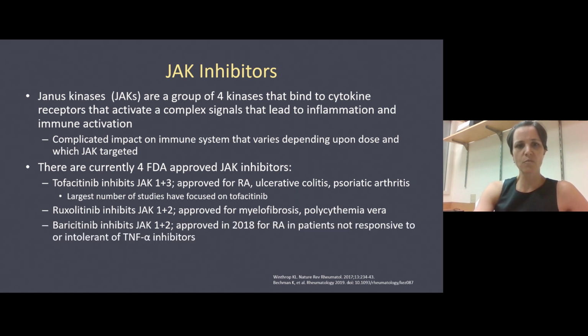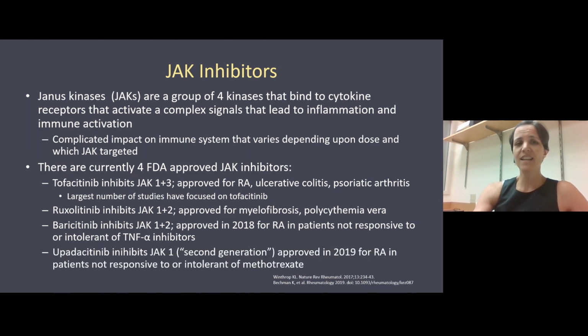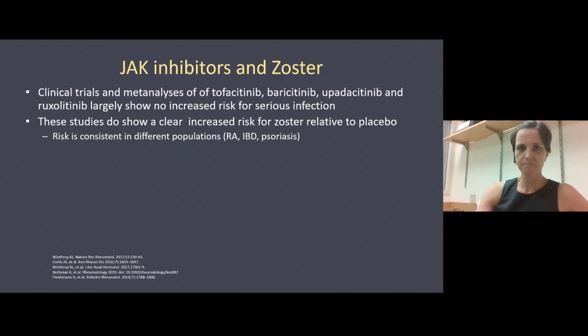Baricitinib was the 3rd one approved. It was approved in 2018 for RA patients not responding to or intolerant of TNF-alpha inhibitors. And then the most recent one is this drug called upadacitinib. And that one just inhibits JAK1, which is a little bit different than the others. And it's considered a 2nd generation, so it should have fewer side effects. But we'll talk about how it has a similar complication. So it was just approved in 2019 for RA patients who don't respond to methotrexate.